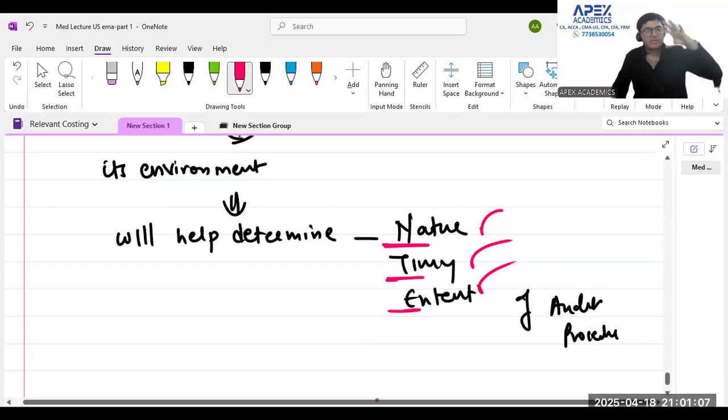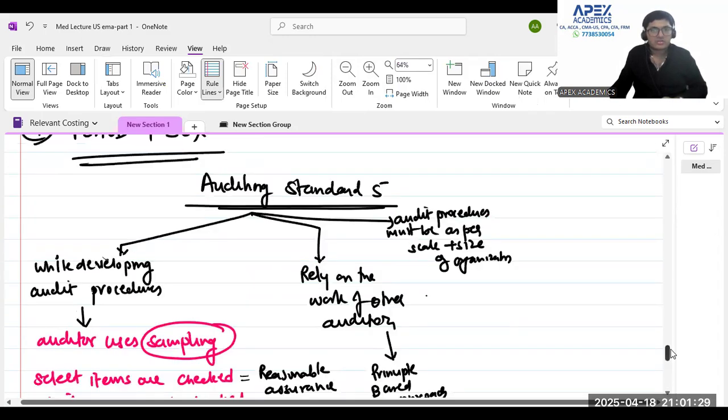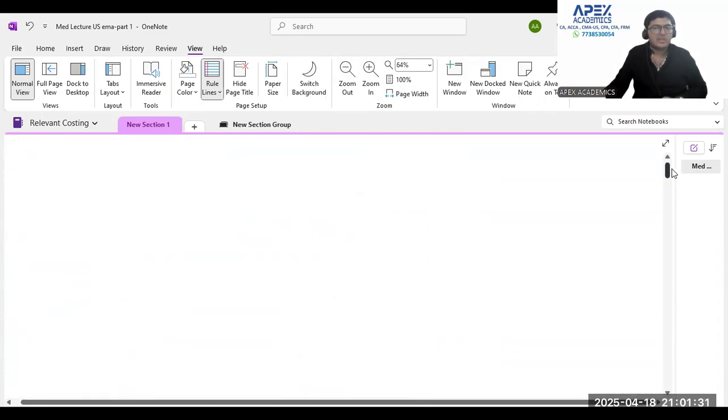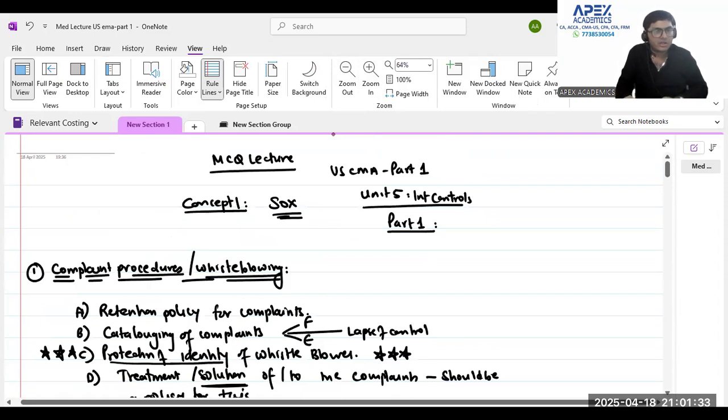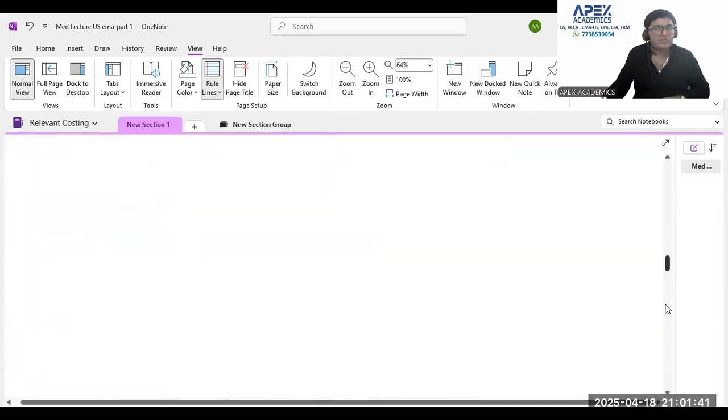With this, your majority concepts relating to SOX have been successfully discussed in this first small part of your MCQ lecture. Please try to understand, my dear students. This was only your concept number 1, which was SOX. Sir, what is going to be concept number 2 after a 5 minutes break?